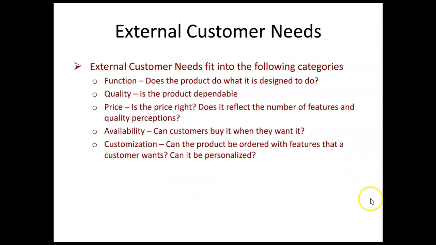Looking at external customer needs, we're going to basically fixate on the external customer. Those needs fall into these categories: function, quality, price, availability, and customization. Function, of course, is whether the product does what it is designed to do. Quality is whether the product is dependable. It's important for us as a manufacturer, or for different organizations, to define that quality and to use customer feedback or customer perceptions in determining what that quality should be.